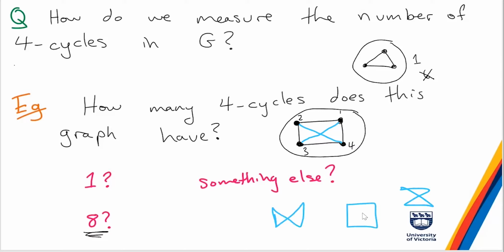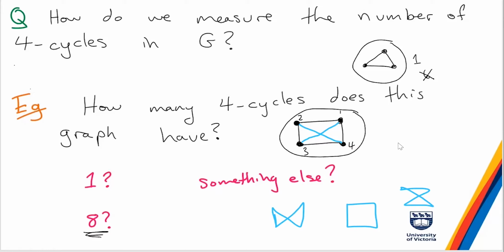Or if you wanted to really count all the different ways of labeling, then you could count actually 24 copies or something. But anyway, all I'm trying to say here is it's a bit ambiguous what I mean by a copy. So we need to make that clear.